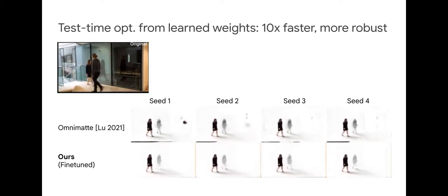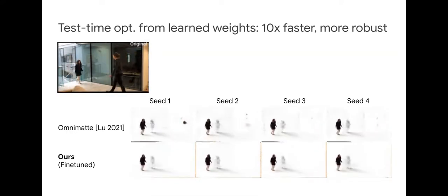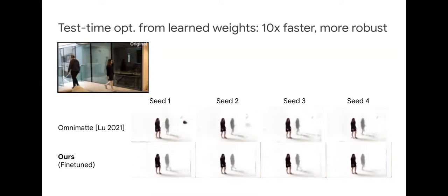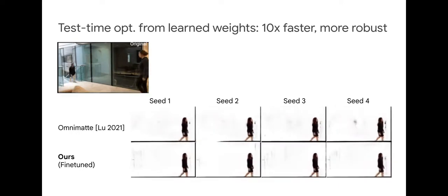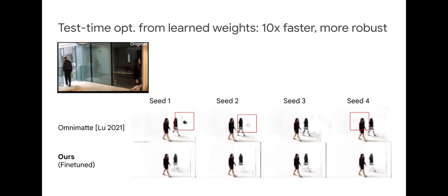Here we show results from fine-tuning a pre-trained network on a real video of 2 people walking and casting reflections in the glass. We compare our fine-tuned result in the bottom row with the result from Liu et al. in the top row. Not only is our method much faster, our fine-tuned result actually has fewer artifacts and is more robust to random initializations.